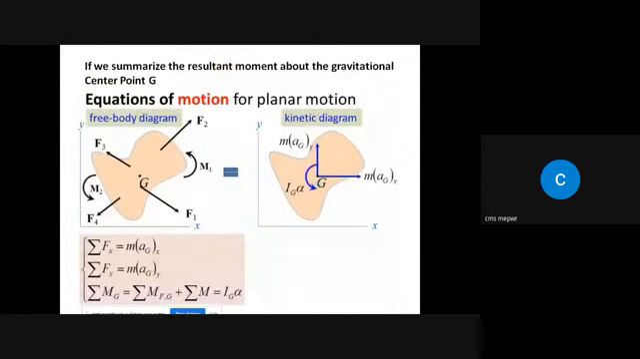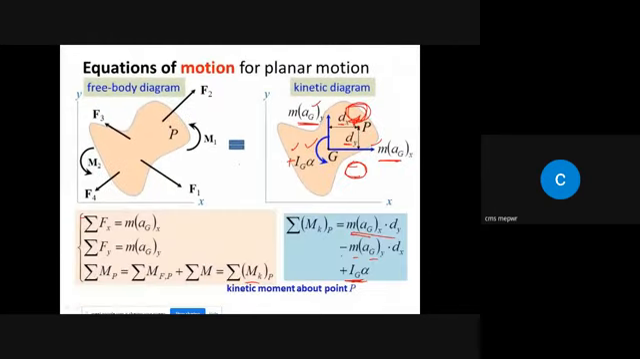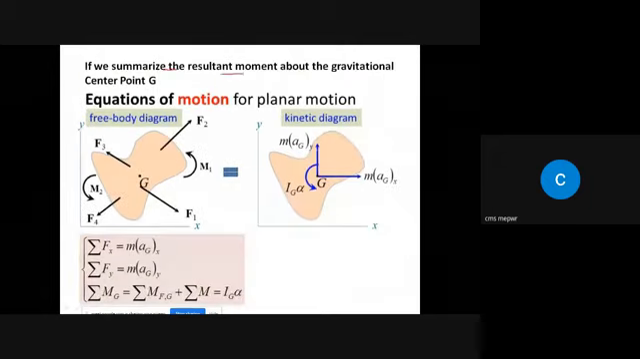Okay, so over here, what we were doing, we were finding the moment about any arbitrary point P. So if you want to summarize the resultant moment about point G, like on this point, so what will happen?